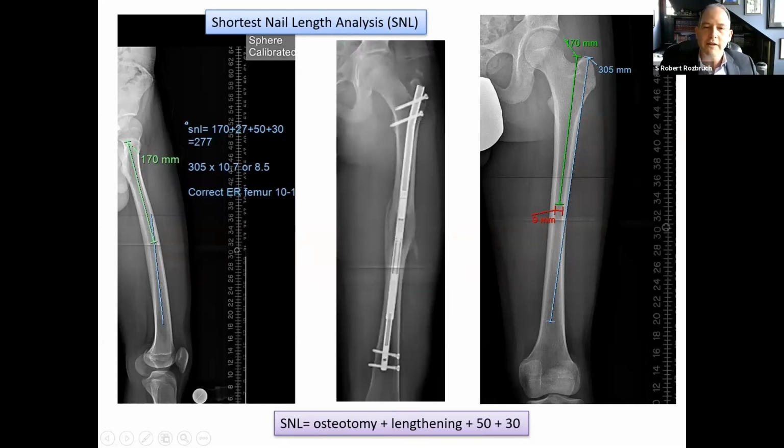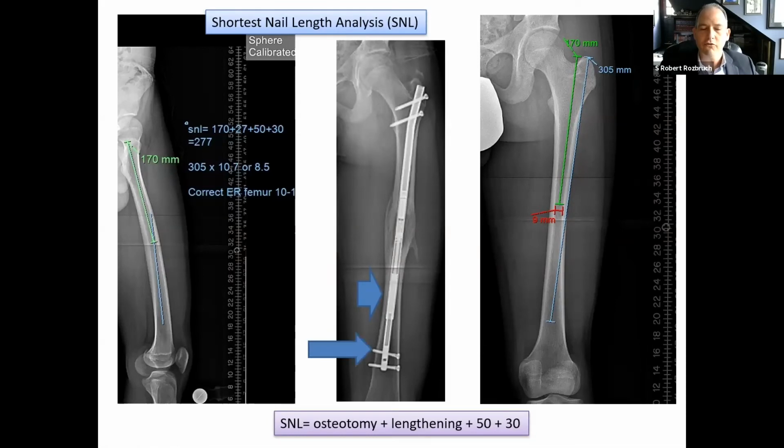So by doing that, what you're assuring is that there is enough thick nail beyond the osteotomy. Here's the end of the osteotomy, and this is the thick nail. What we don't want is this part of the nail to be right at the osteotomy location, because this is not as strong as the thick part of the nail. And that's simply what this whole calculation is about, this SNL, or shortest nail length calculation.